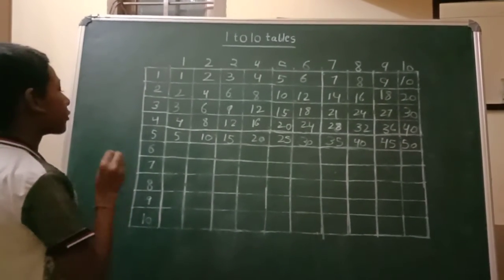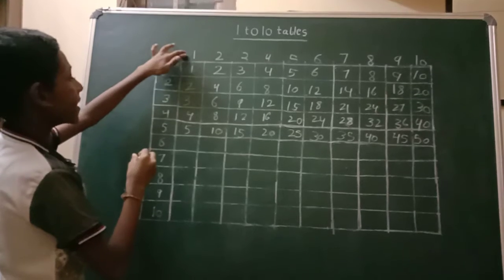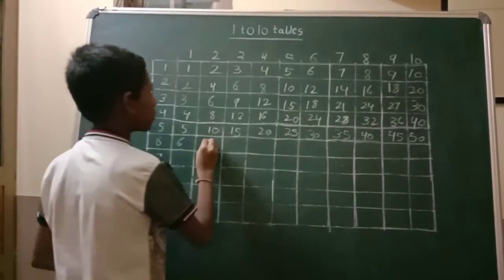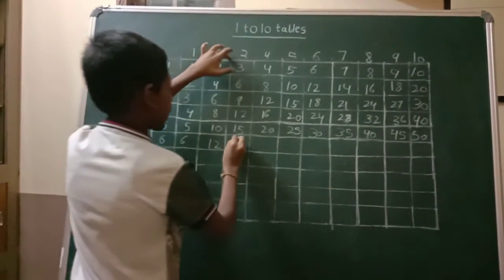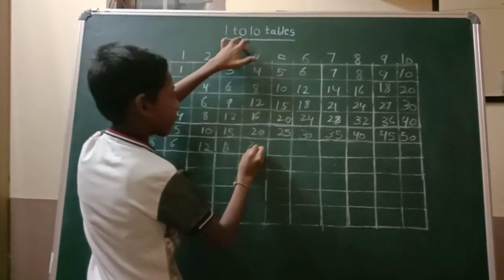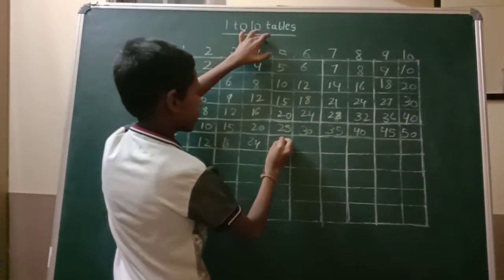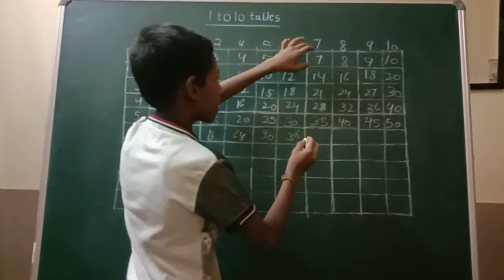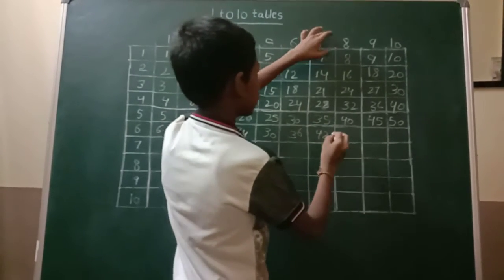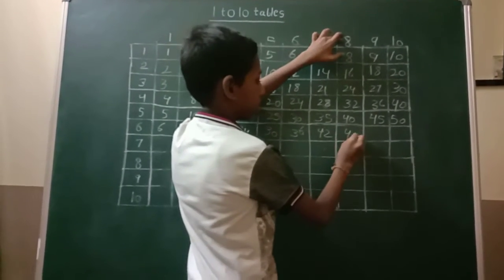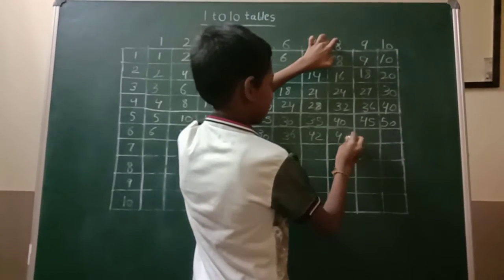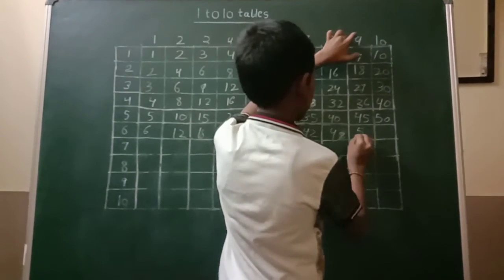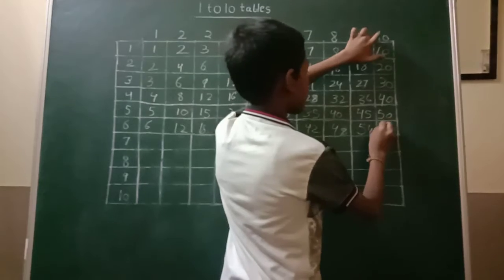I am writing table of 6. We should add heading and table of 5. 1 plus 5, 6. 2 plus 10, 12. 3 plus 15, 18. 4 plus 20, 24. 5 plus 25, 30. 6 plus 30, 36. 7 plus 35, 42. 8 plus 40, 48. 9 plus 45, 54. And last, 10 plus 50, 60.